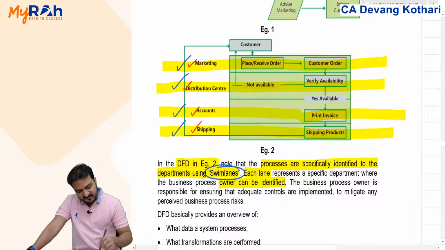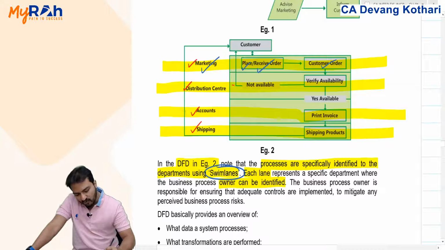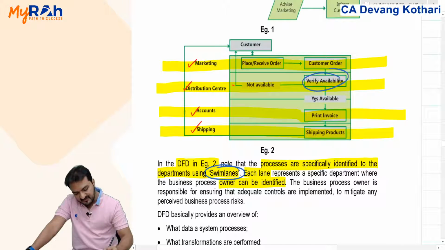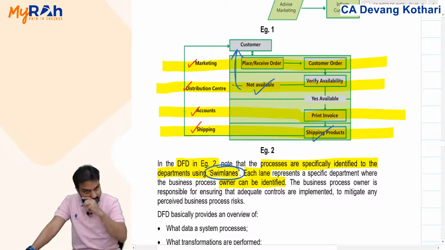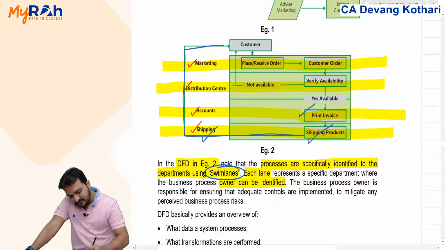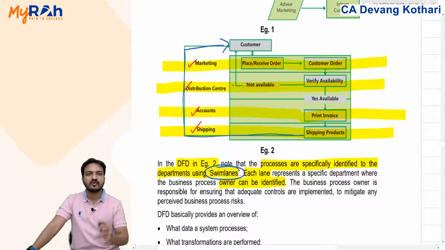This diagram shows that the customer will place an order. My marketing department will receive the order. It will forward the order to the distribution center. Distribution center will verify availability of stock. If available, it will inform the accounts department and arrange the shipping. If not available, then inform back to the customer. If available, then the accounts department will print the invoice and the shipping department will do shipping of the products. Look, this shipping arrow goes back to the customer so that you give the product to the customer.